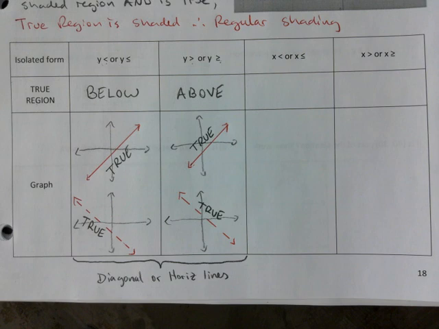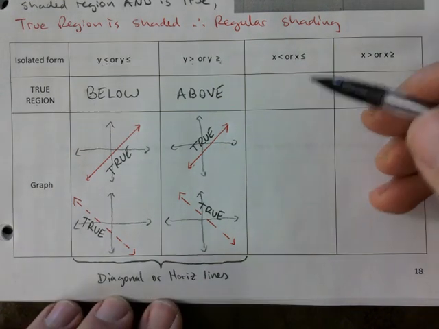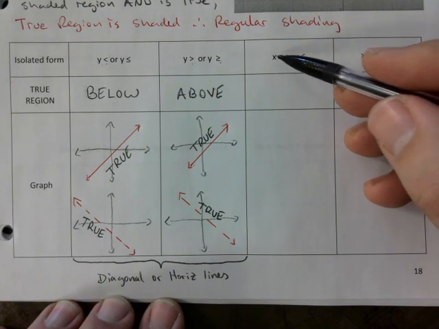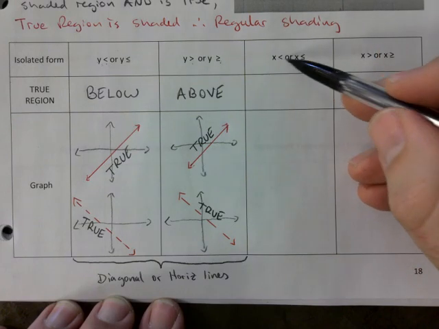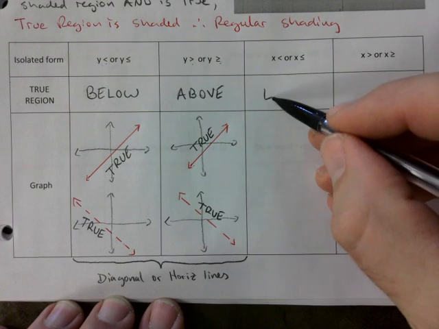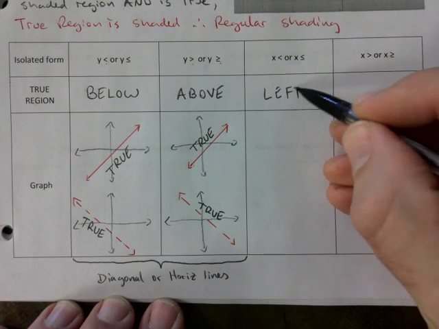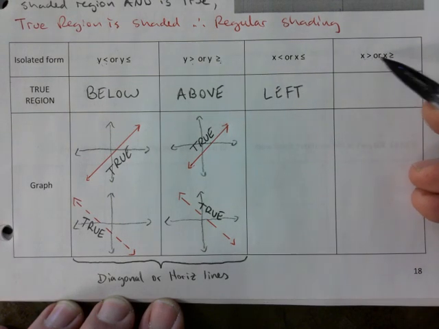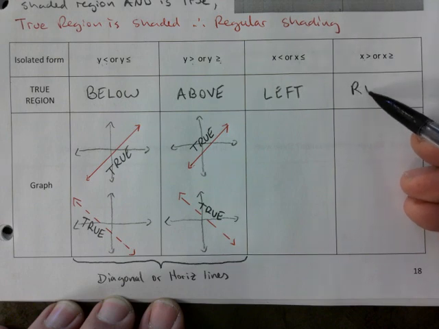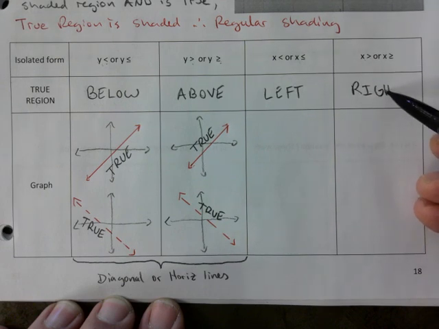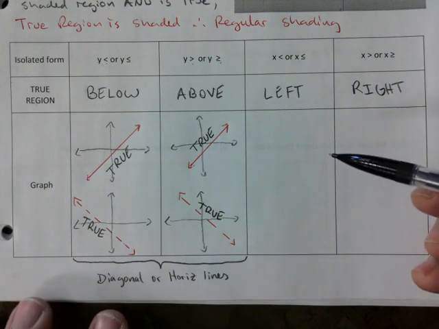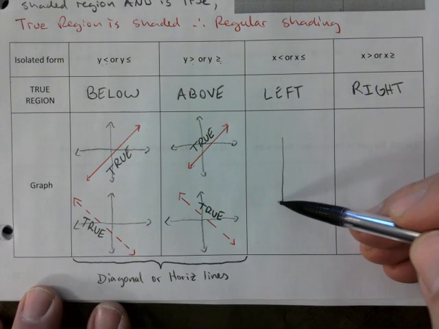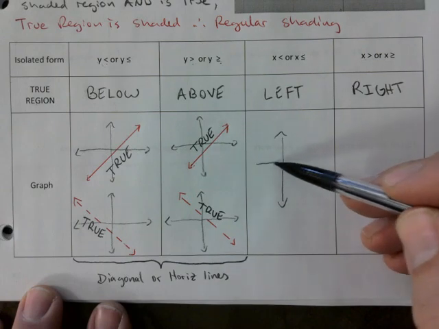And then we have our special case when it's just x. When it's just x, it's going to be a vertical line, guys, the boundary. So less than is going to be to the left, and x is greater than or equal to is going to be to the right. So it's not above or below. It's left or right. And there's really just one graph necessary.